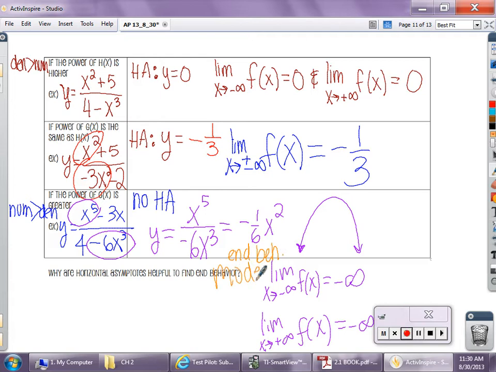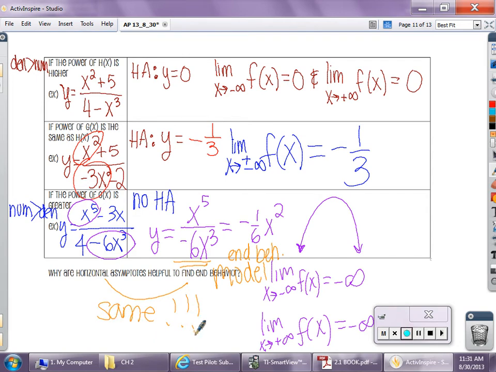End behavior model. What that tells me is this is very complicated. I can simplify it by circling the highest power in the numerator and the highest power in the denominator, right here. Simplify that down and then draw its graph. And that graph here has the same end behavior as the complicated graph you started with. All right? So why are horizontal asymptotes helpful to find end behavior? Because they are the same thing. A horizontal asymptote is end behavior.